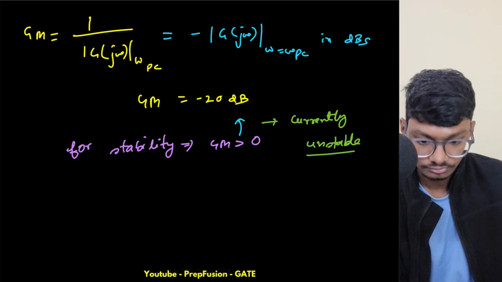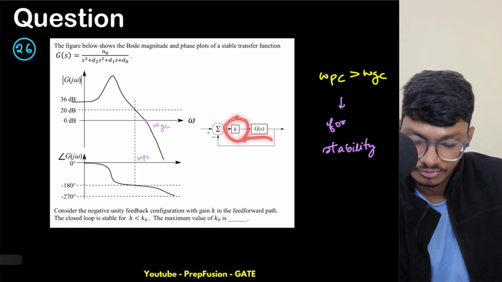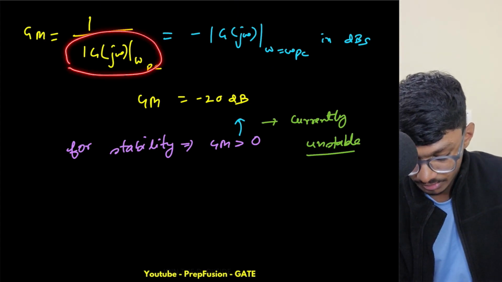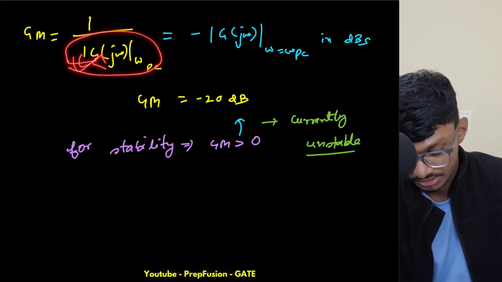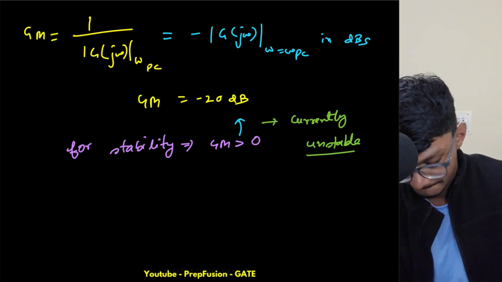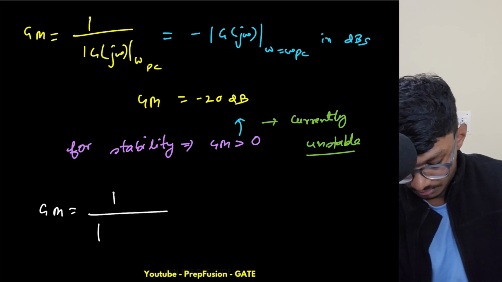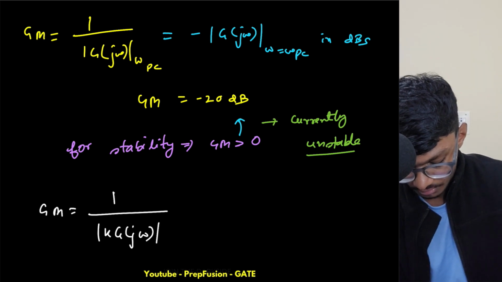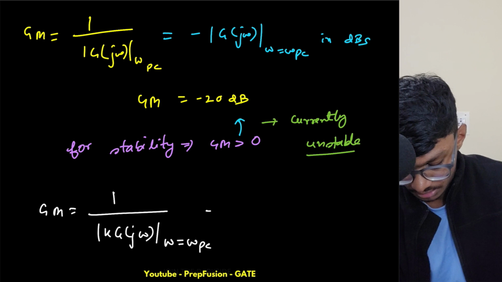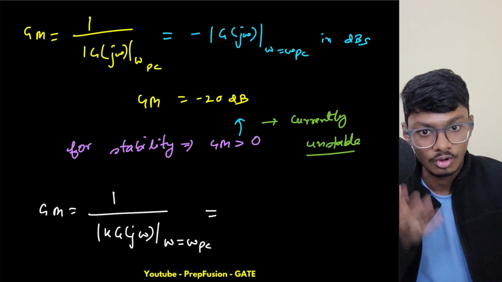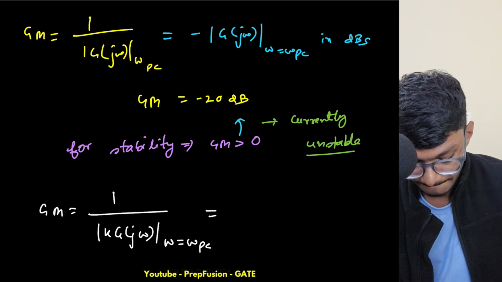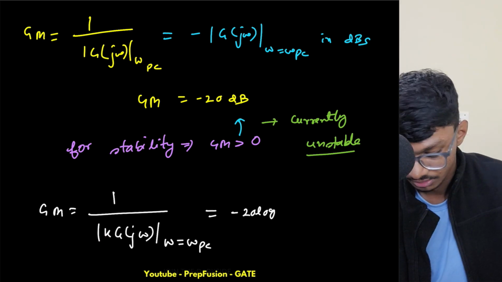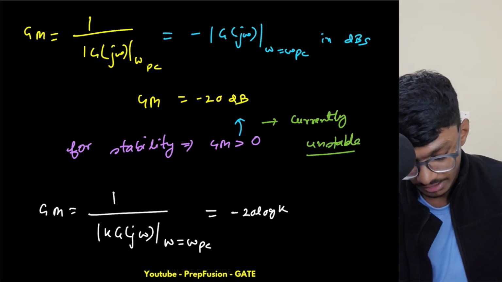What am I doing here? Simply multiplying k with this magnitude. K is real, so simply multiplying k with this magnitude, this one will become k times this. So my GM currently will be the magnitude of k G of j omega equals omega pc. In terms of log, this will be minus 20 log k. K will come outside because k is real and positive. Minus 20 log k, and the same thing.